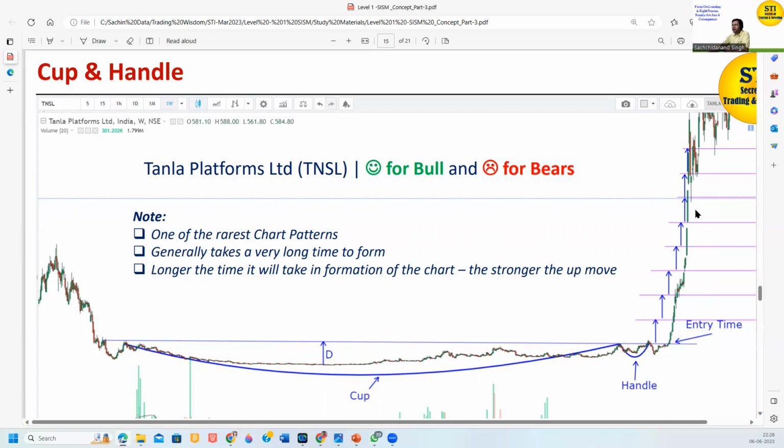After that, depending on the price movement and other factors like RSI and stochastic that we have already learned, you can plan to exit. But for this to happen, it will take a long time.